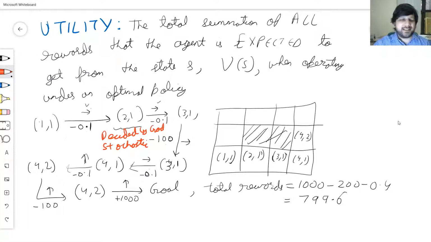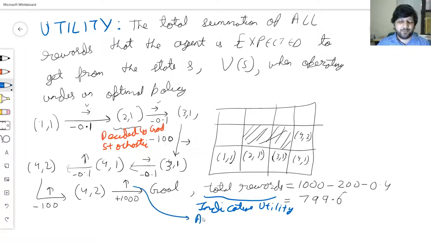So I don't say this is the utility, I say this is the indicative utility, informally, assuming the action selections were optimal. So assuming best selected actions.